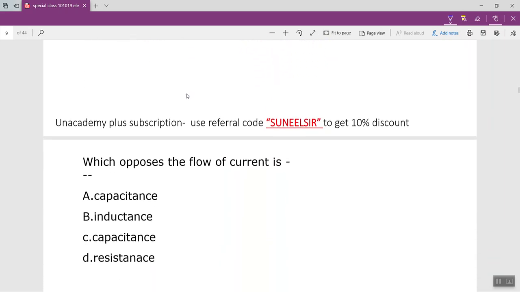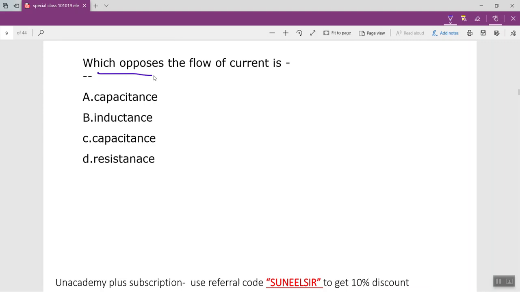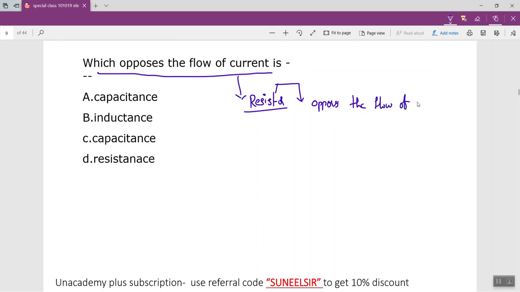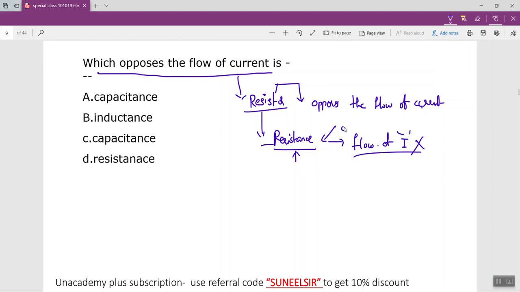And the next question, which opposes the flow of current? We can say the component is the resistor. A resistor is a component which always opposes the flow of current. That property is nothing but resistance. This resistance always opposes the flow of current.